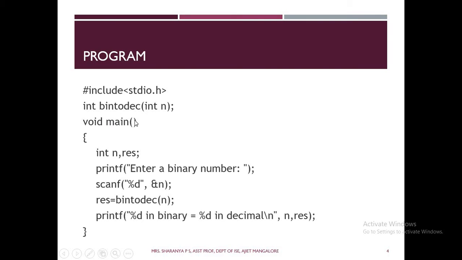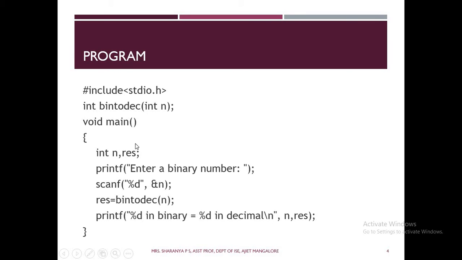In the main, void main we have written, and since we are using a function, I have declared the function in the very beginning, that is int binary to decimal, which takes n as an argument, and it started with the header file stdio.h. Next, inside the main, I have used one variable n, which is used to take the binary number from the user, like 1010. That is the number entered by the user and it is stored in the variable n.